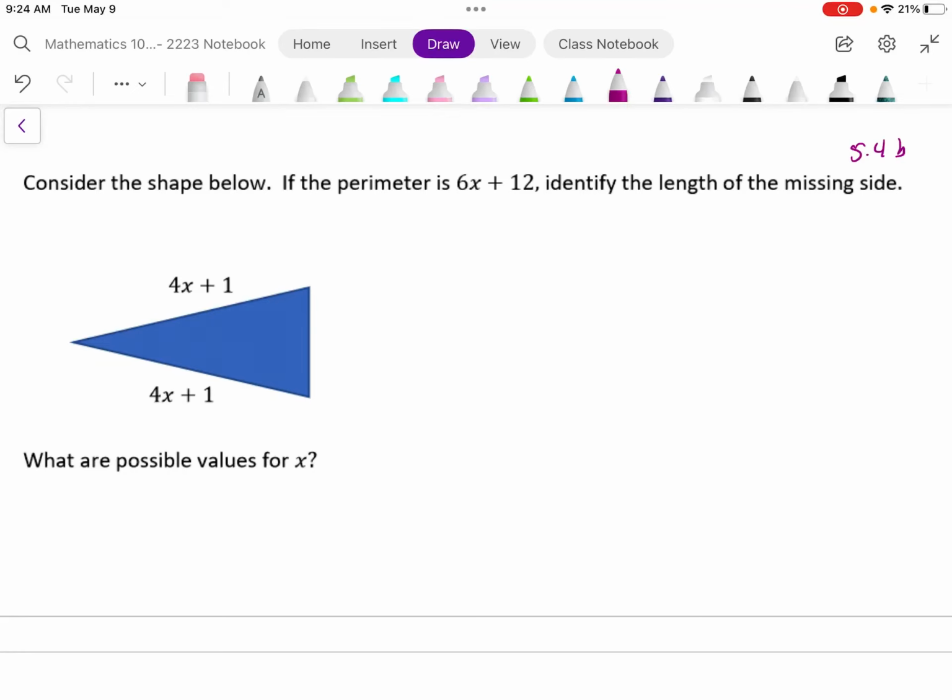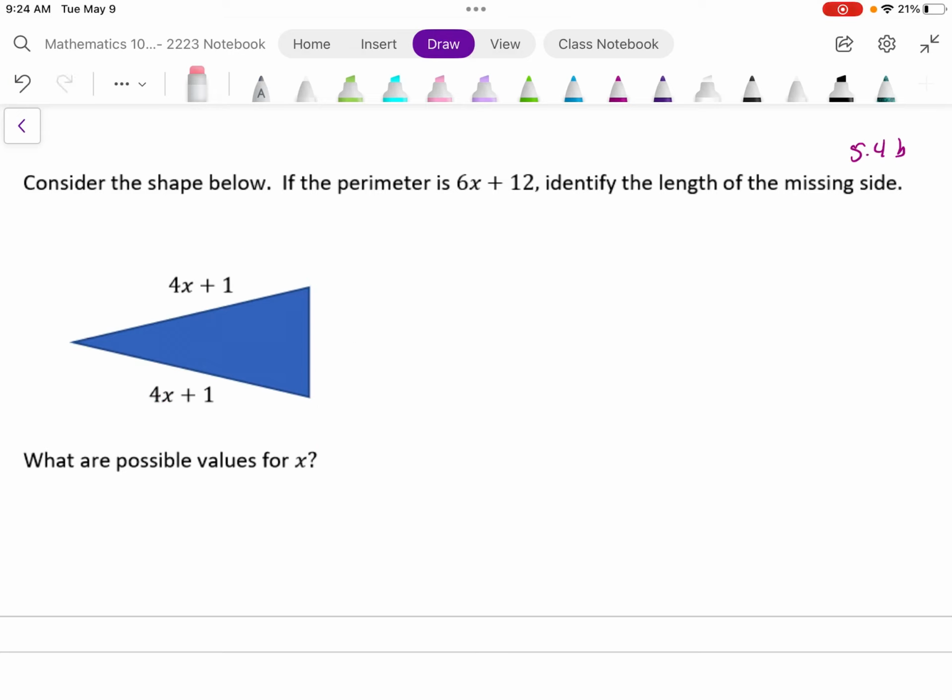Hi again. Now, this is a more interesting question. Consider the shape below. If the perimeter is 6x plus 12, identify the length of the missing side. So what do we know? The perimeter is when you add all the sides together.